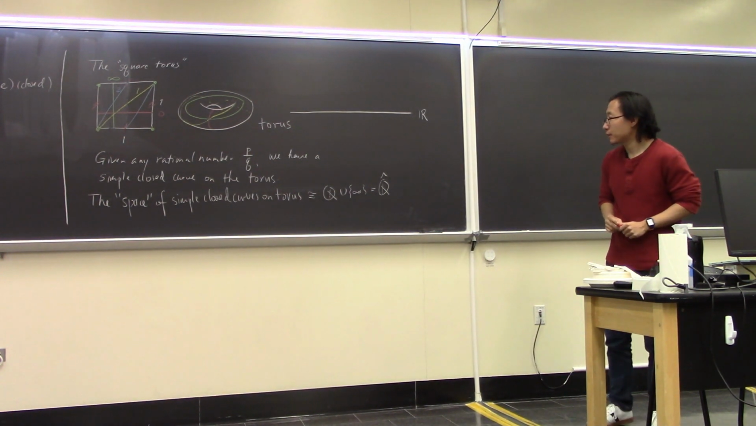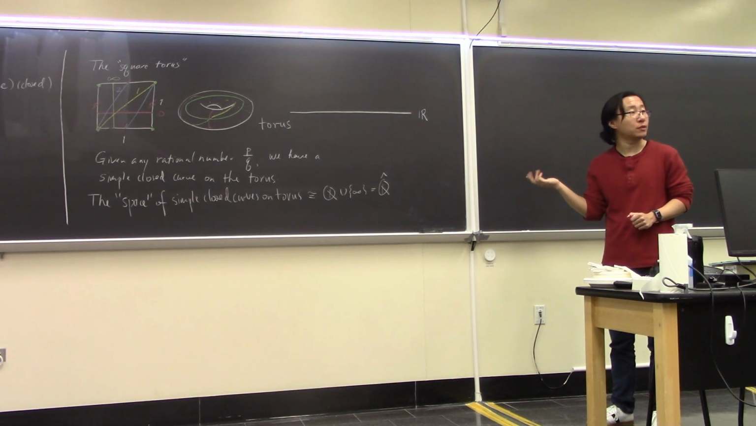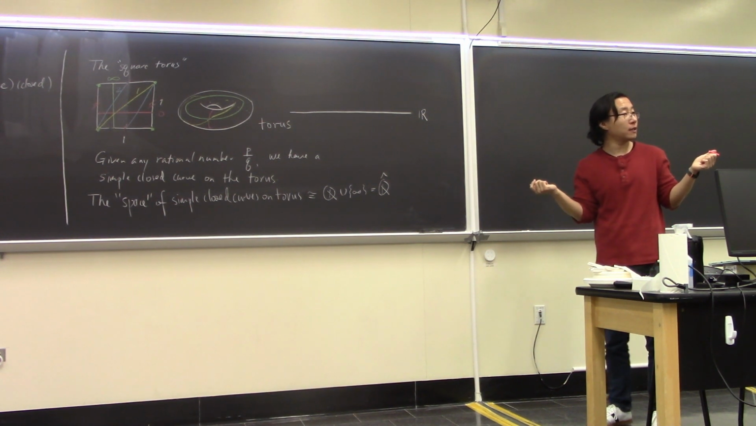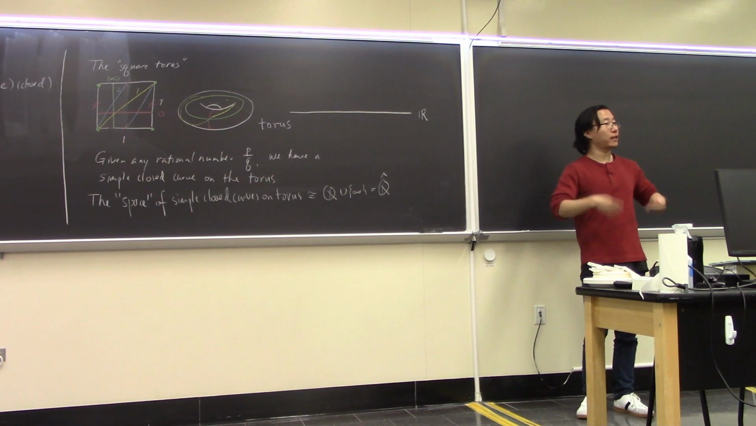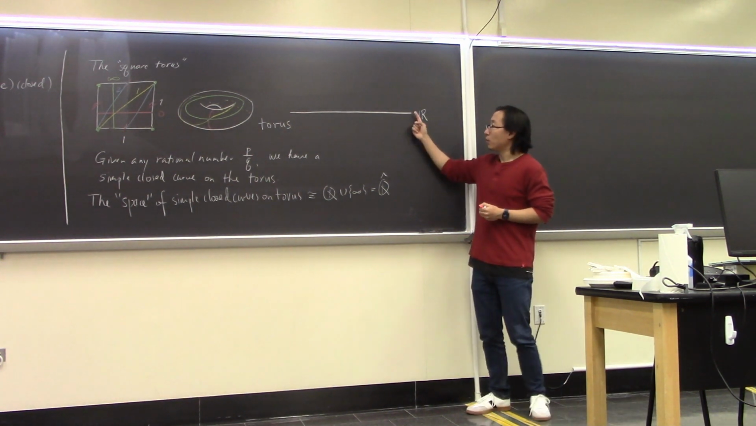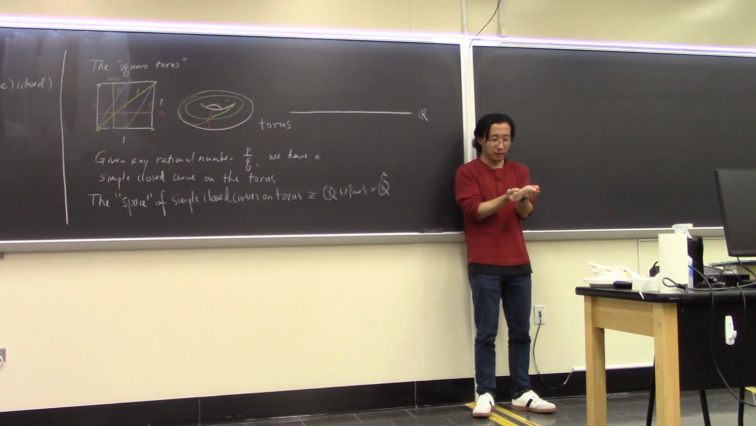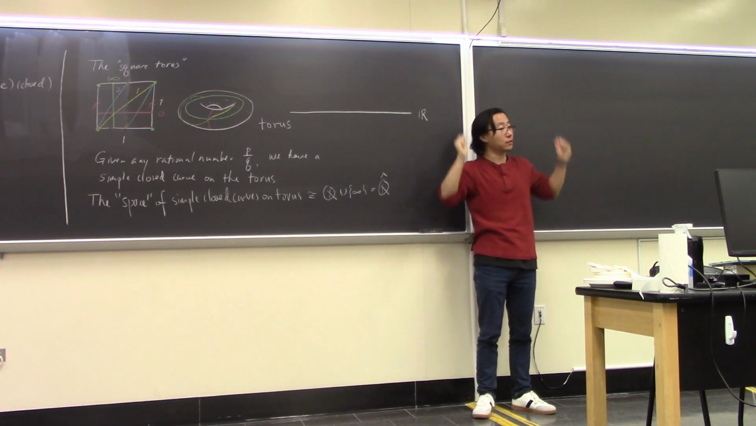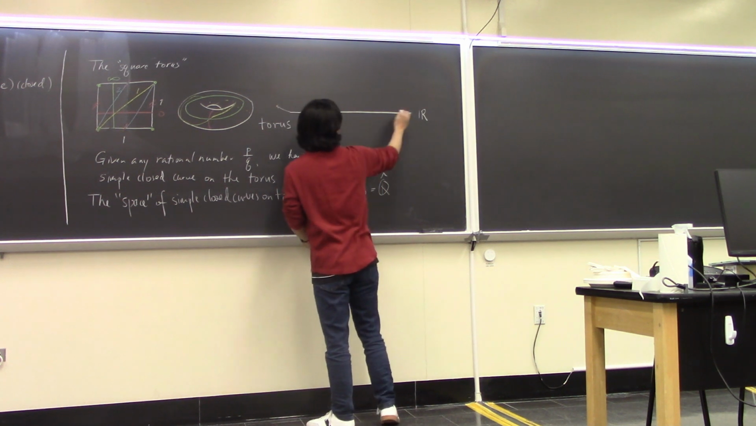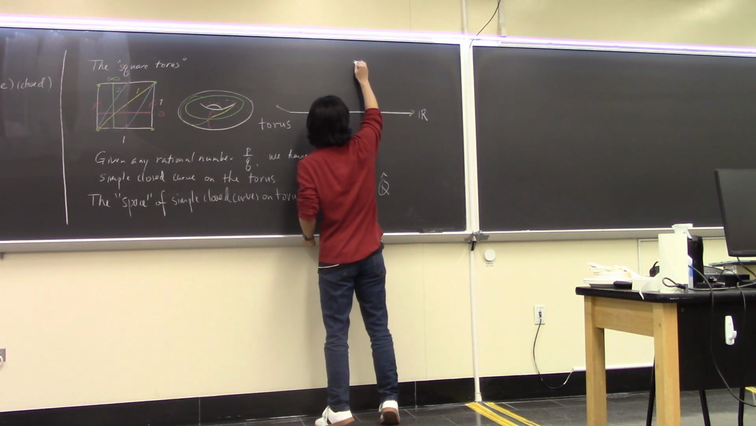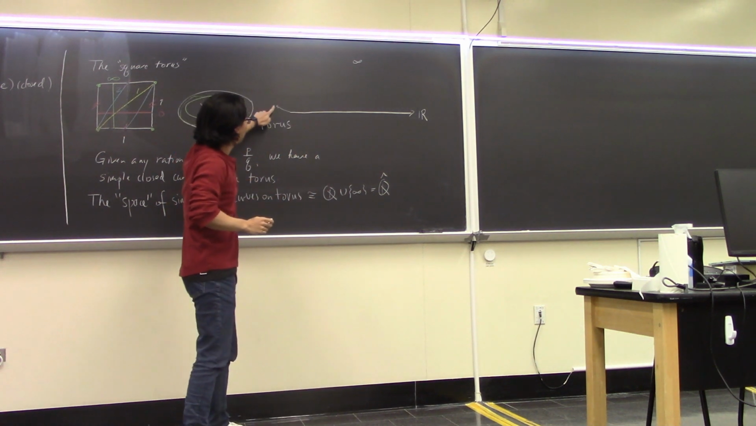And these simple closed curves correspond to rational points on this real line, together with a point at infinity. If you have ever taken complex analysis, there's this construction of adding one point at infinity to make the complex plane compact. That's the point at infinity of the Riemann sphere. So if you have an infinite line and you add a point, you get a circle. Imagine that in both directions, you go off to one point at infinity. Just remember that point is up there.